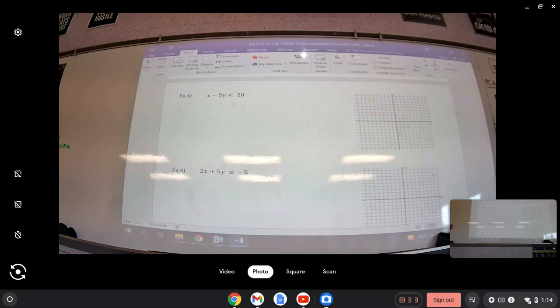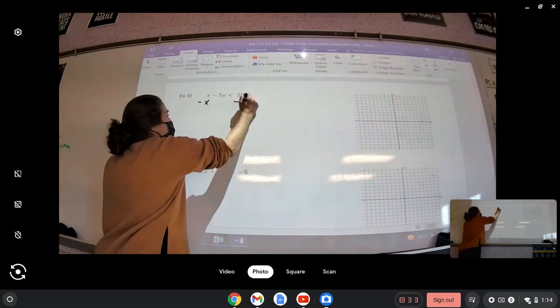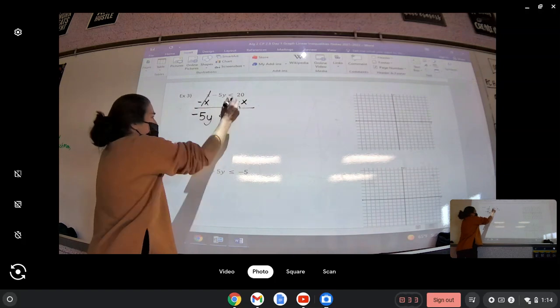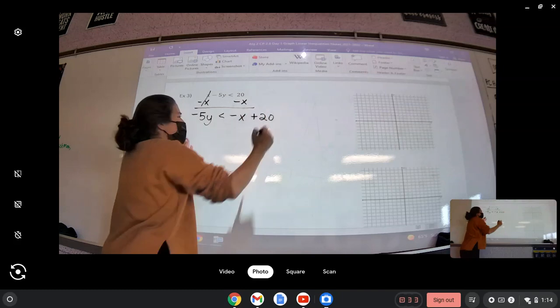Let's do it. Guys, what are you doing first to get y by itself? Subtract x, right? We're ready for this? That leaves you with negative 5y's less than, I'm going to put my negative x first, and then my positive 20.